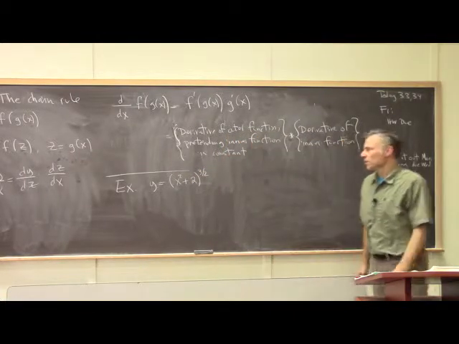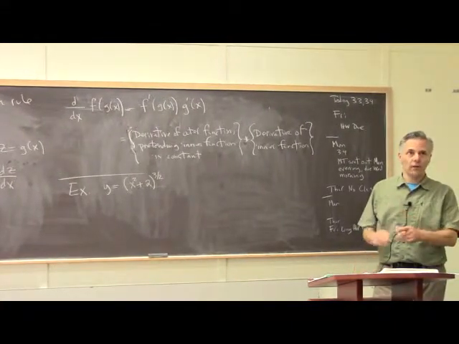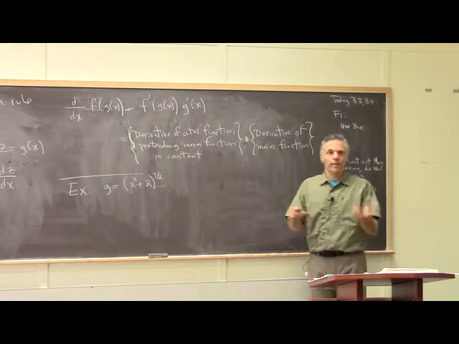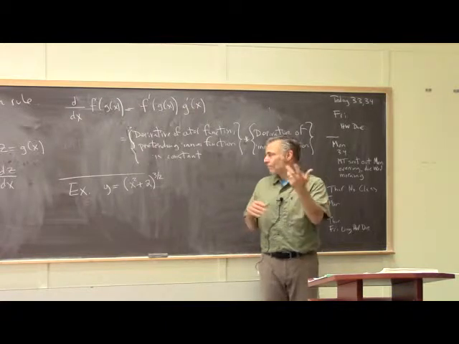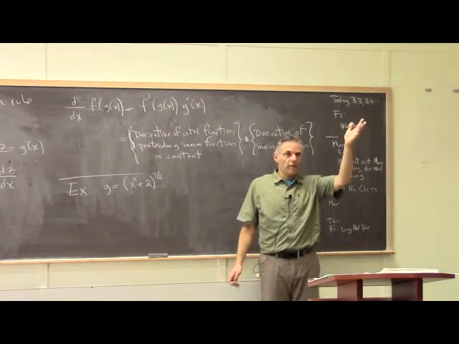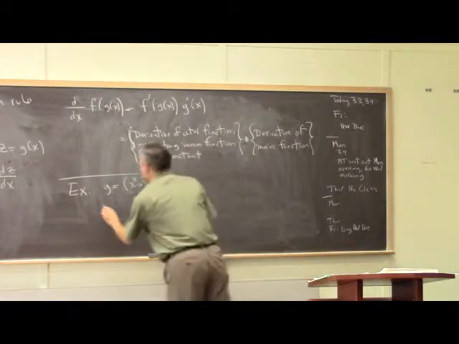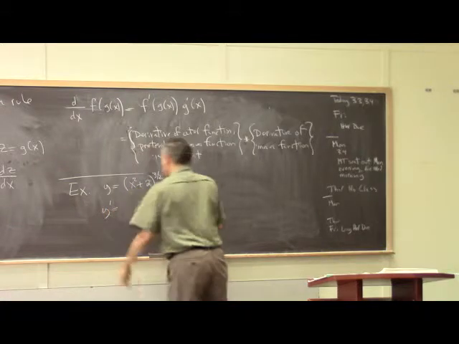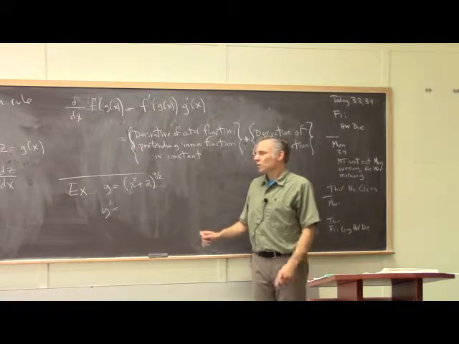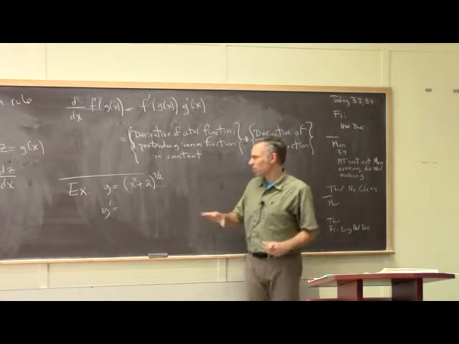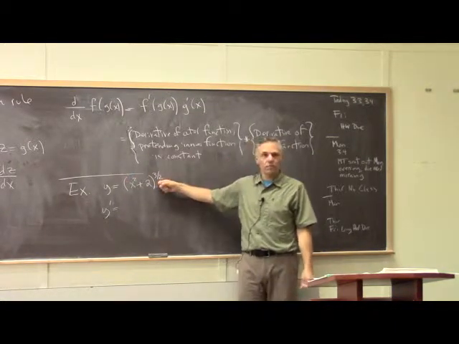OK, so here's an example. Y is x squared plus 2, whole thing raised to the 3/2 power. So this is a compound function. We start with x, we square it and add 2. Then that whole thing gets raised to the 3/2 power. So it's a chain of things that's happening. And so we want to take the derivative. So the outer function is blah to the 3/2. So it's something to the 3/2.